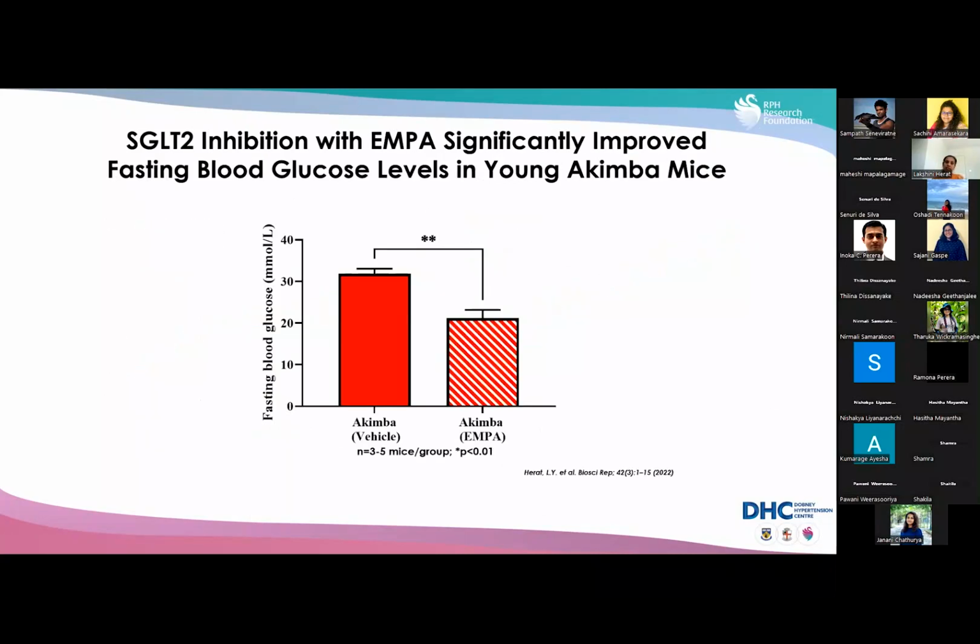We then looked at fasting blood glucose levels in the diabetic Epstein-Barr mouse. As you can see here, in the vehicle-treated mice, the blood glucose levels at fasting were over 30 millimoles per liter. However, this was significantly reduced with the treatment of EMPA at the end of the experiment of 8 weeks.